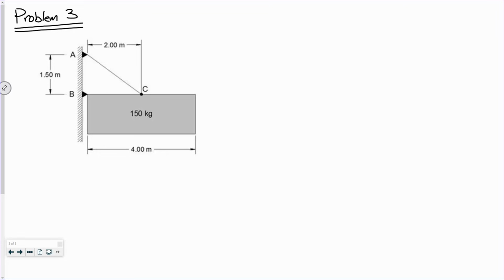All right, now, first thing I'm going to do is determine the length of AC, just because I'm going to need that here in a second. Okay.